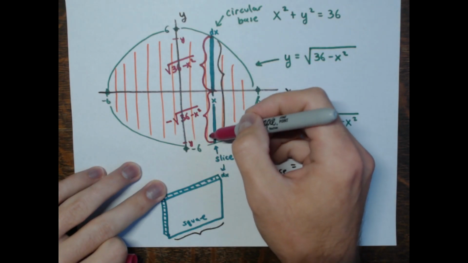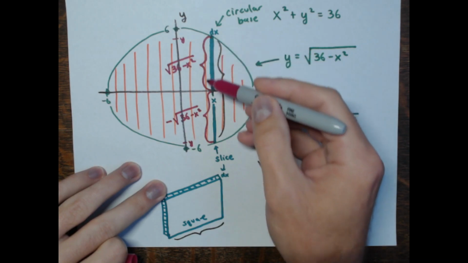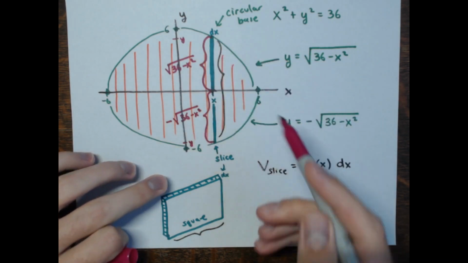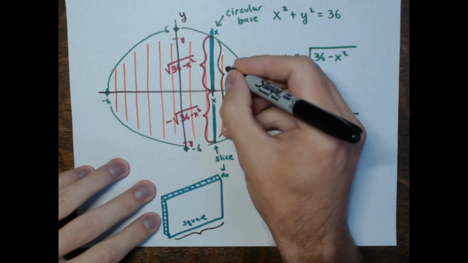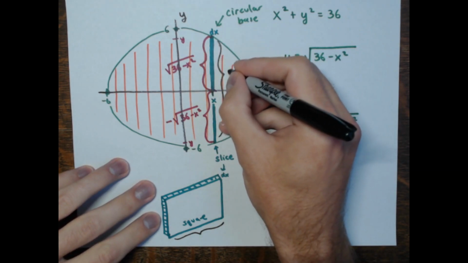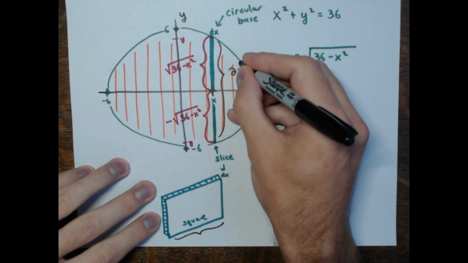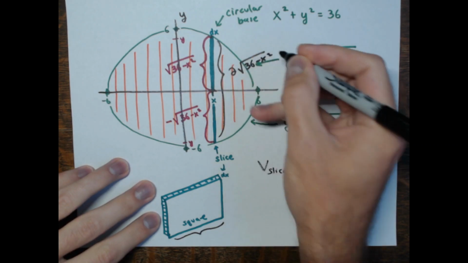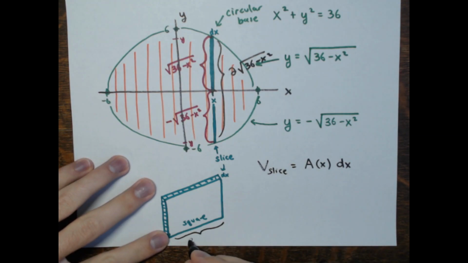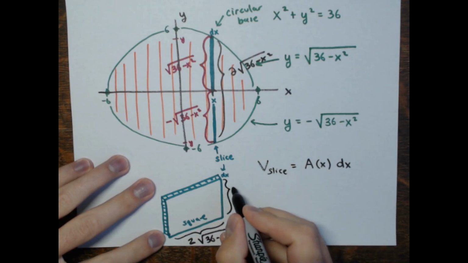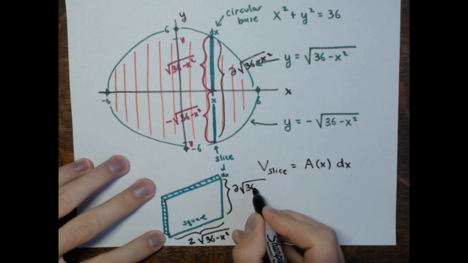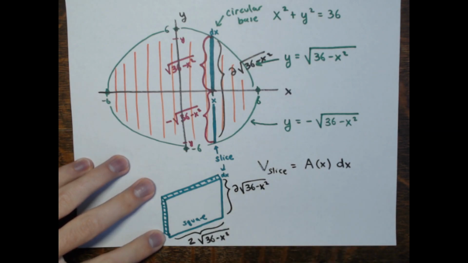So we have to subtract it to make it positive. It's this length minus that length. So really what I have here is two of these. I've got this length and then the same length again. So this length of the slice here is actually 2 square roots of 36 minus x squared. So that's the length of the base of my square face here. And if it's a square, then that should also be the height of this face, 2 times the square root of 36 minus x squared.